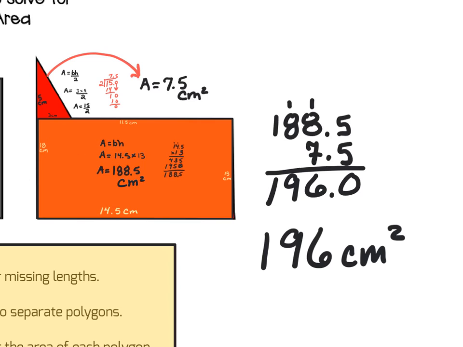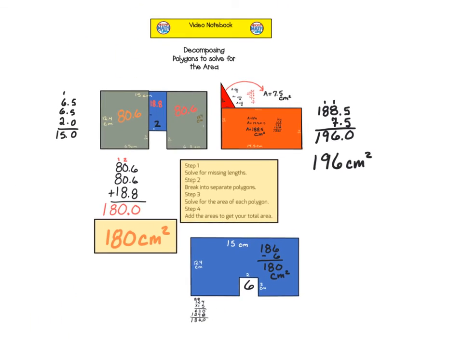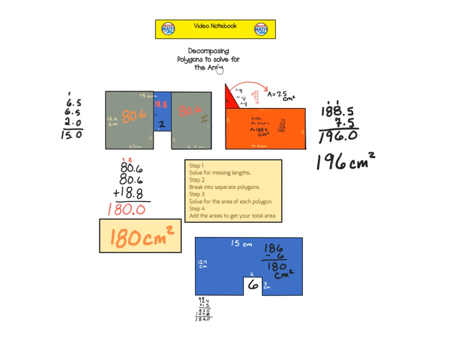Bam! Gotta love it. Now, that is the way you're going to solve for polygons that can be broken up into a triangle plus a rectangle. So these are the notes for decomposing polygons to solve for area. What I'd like you to do right now is make sure that you have all these notes copied into your notebook so that you can use these strategies later on as you need them.